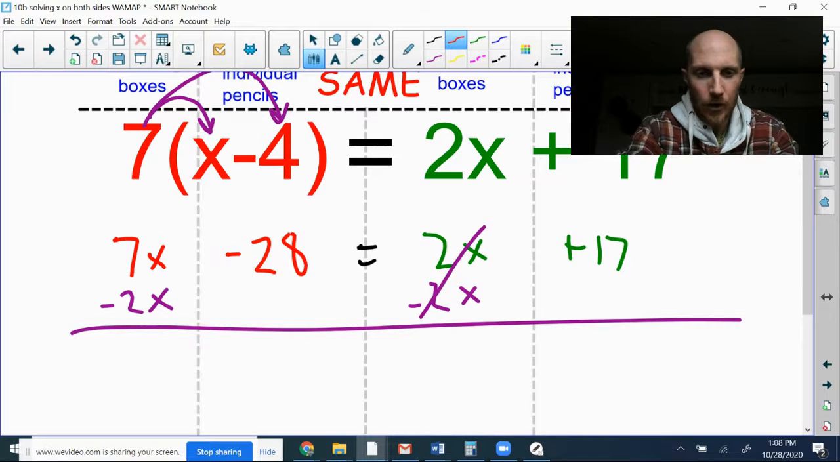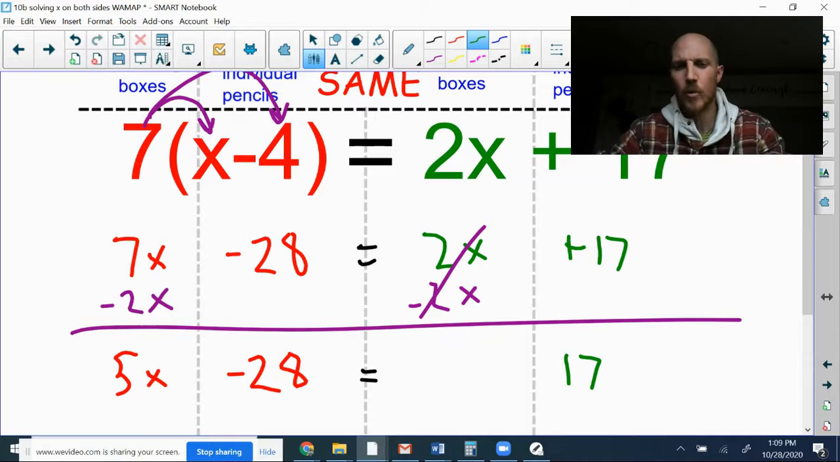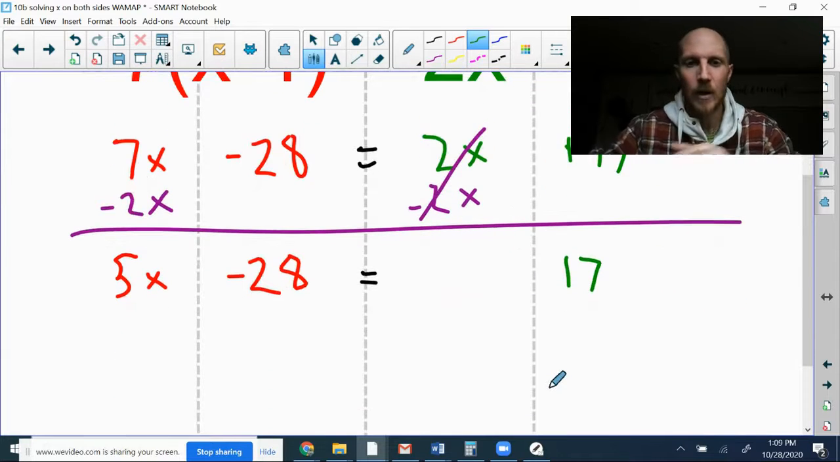Okay, let's go down each column. 7x minus 2x is going to give me 5x. This minus 28, I didn't do anything to that. It's still the same. Equal sign comes straight down. In this column, I'm going to leave that blank. I got no x's left. And then 17. I don't need the plus anymore because if I just write 17, it still means positive 17.